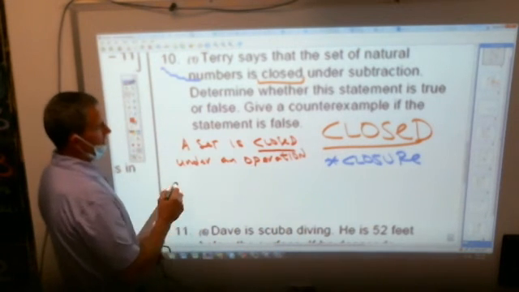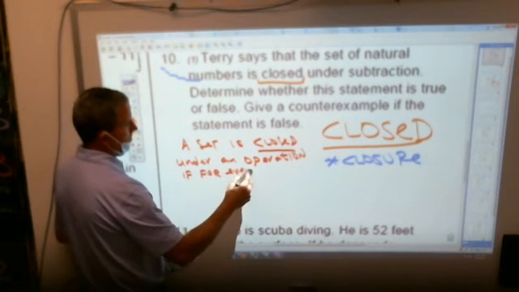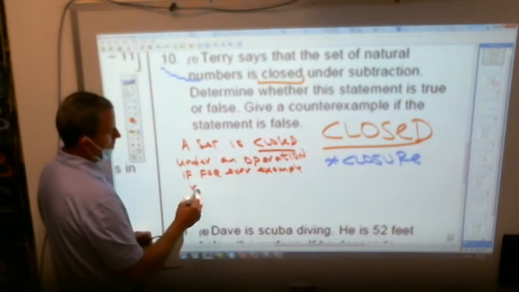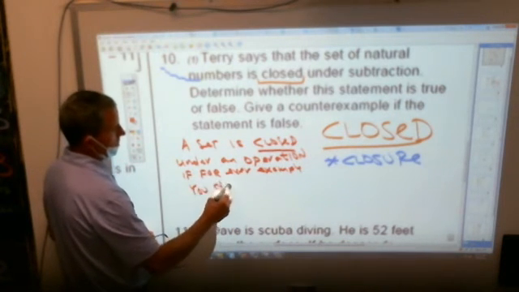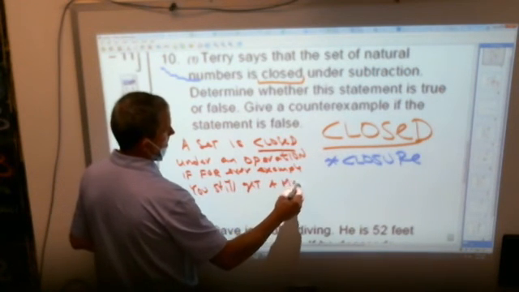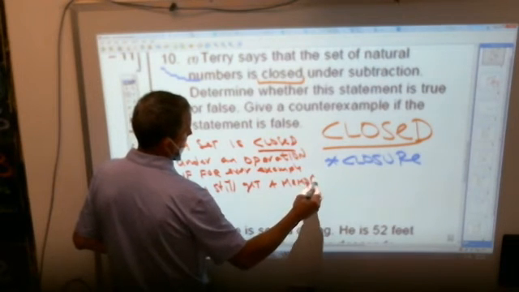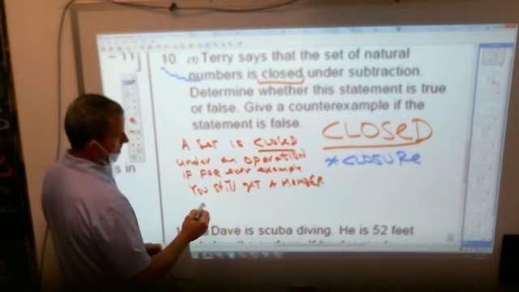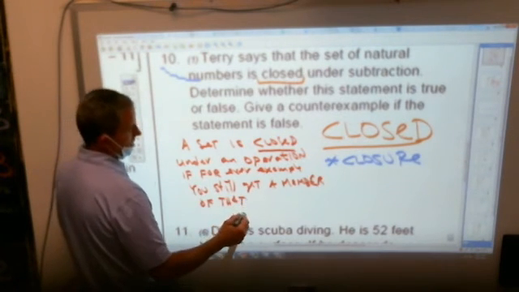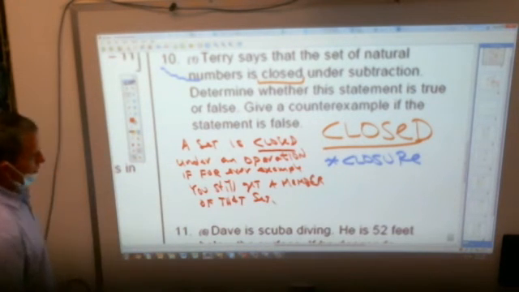The set is closed under an operation if for every example you still get a member of that set. And you'll say, what? That makes literally no sense. None whatsoever.